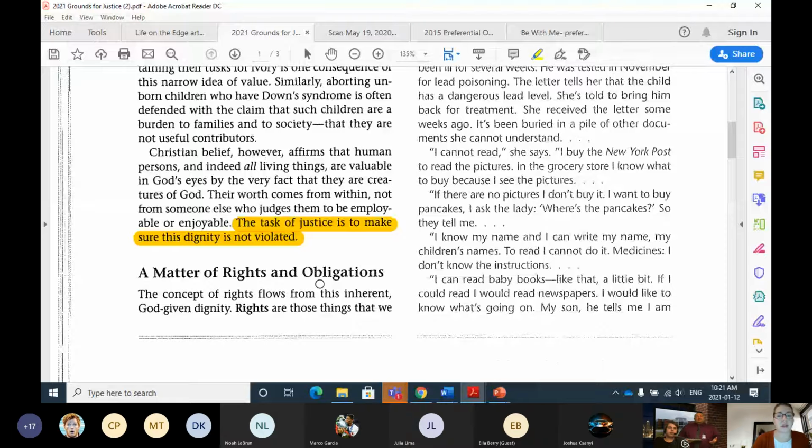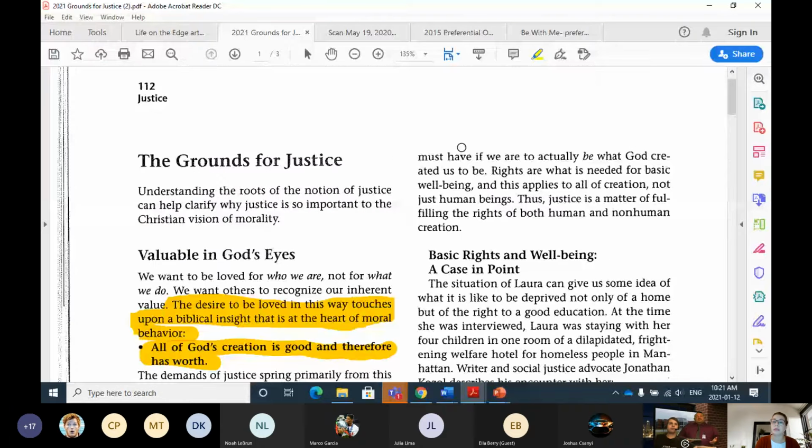So a matter of rights and obligations. The concept of rights flows from this inherent God-given dignity. So rights are those things that we must have if we are to actually be what God created us to be. Rights are what are needed for basic well-being, and this applies to all of creation, not just human beings, right?